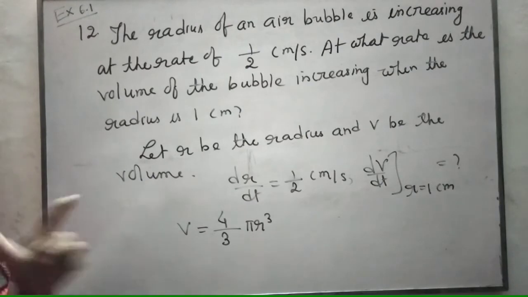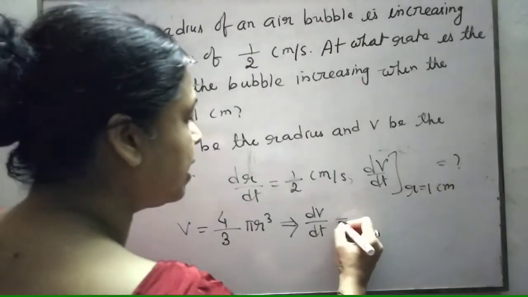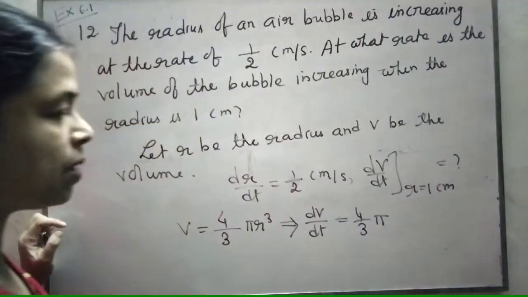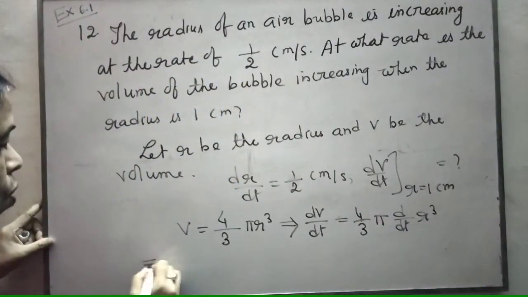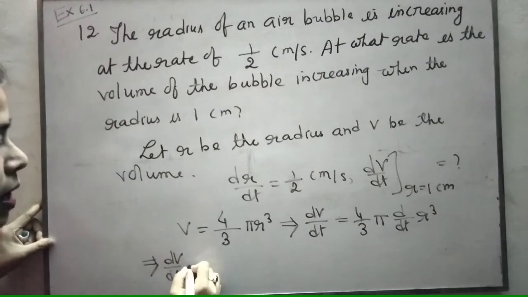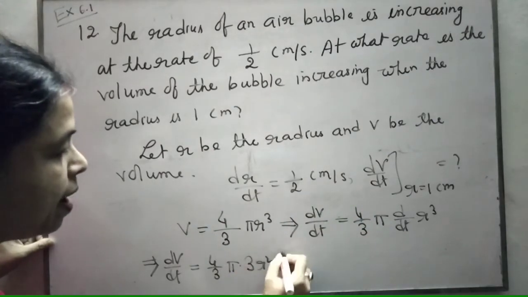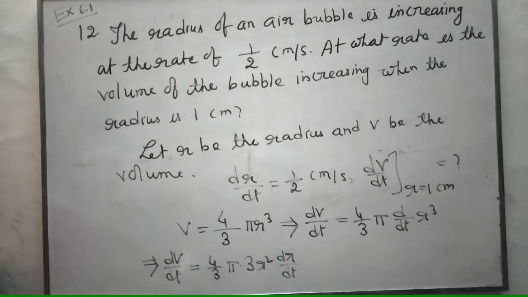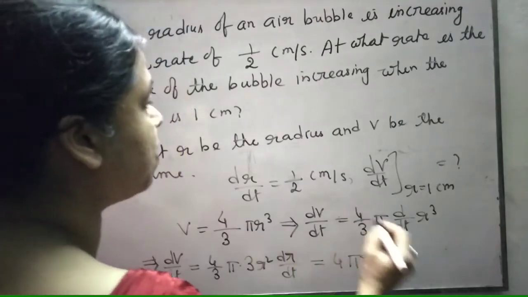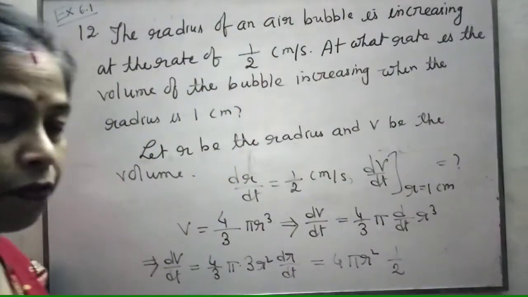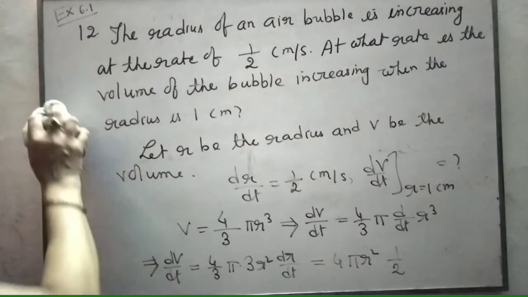Rate of change of volume we have to get, so we are taking the derivative of V with respect to t. On the right side, 4 by 3 pi is constant, and we have d/dt of r cube. So dV/dt is equal to 4 by 3 pi times 3r square dr/dt. Now the 3 will be cancelled out: 4 pi r square, and dr/dt value is half. So we substitute half, and now we can do the calculation.